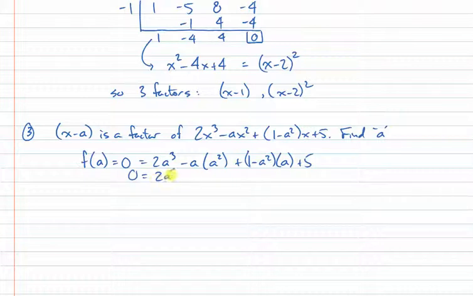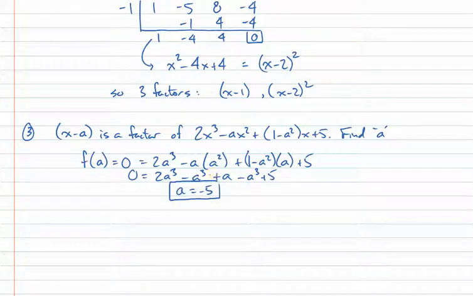So I've got 2a cubed minus a cubed plus a minus a cubed plus 5. Now you'll notice 2a cubed minus a cubed minus a cubed. All the a cubes are canceling, leaving only the a and the 5. So a is negative 5. That fell apart quite quickly. I'm going to give you one more example to do.